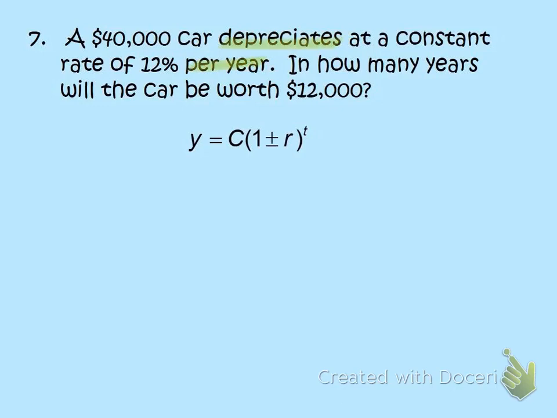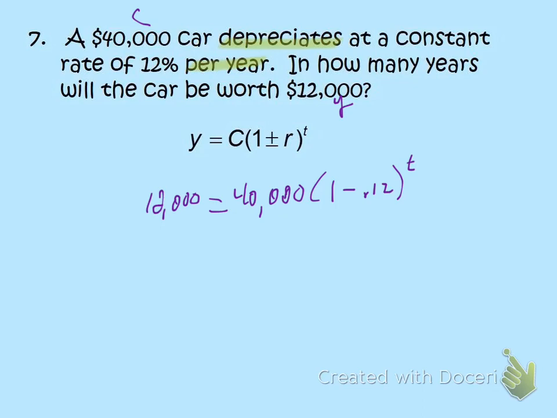And then just fill in your amounts. If you buy the car for $40,000, that's your initial amount. That's C, right? The car now is worth $12,000. That's your final amount. That's Y. So you actually want to plug $12,000 in for Y. Now we're talking about depreciation, so we want to subtract the rate, and we're trying to find time.